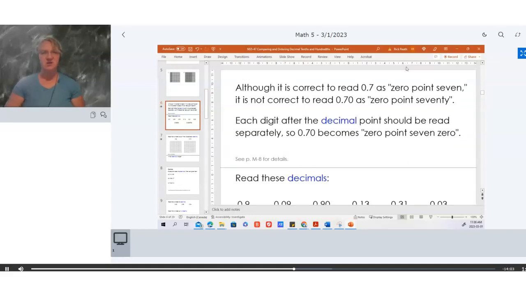So this just reiterates that. It says it over again. Although it's correct to read 0.7 as 0.7, it is not correct to read 0.70 as 0.70. We don't say 70 after a decimal unless we're saying 70 hundredths.